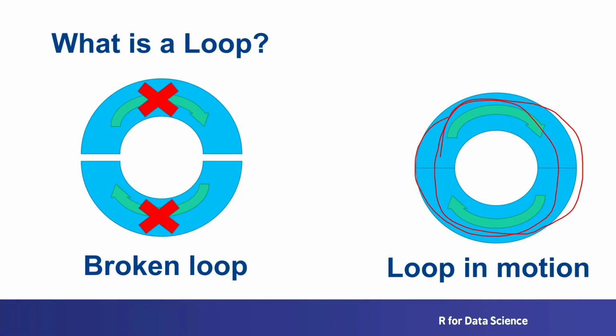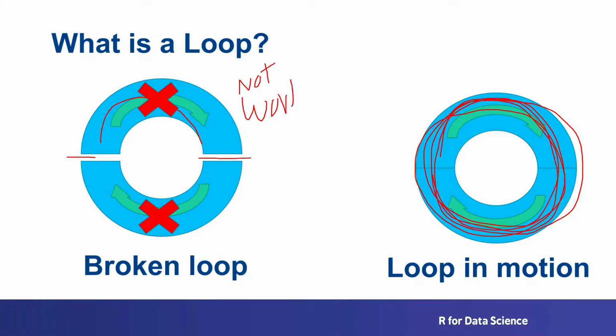Think of it like a washing machine. It keeps going, and then we have something called a broken loop, which means it's no longer in motion. It's not working. And this one is working. What do I mean by that?